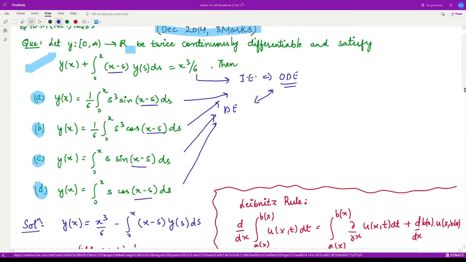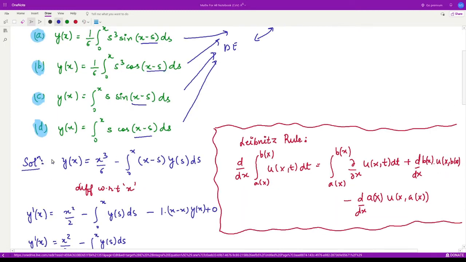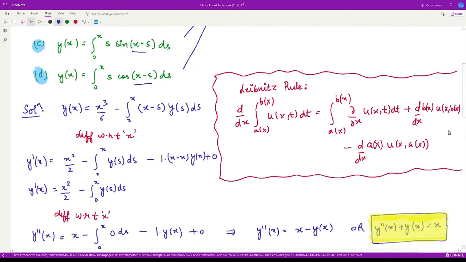So this would be our strategy. So let us get started. First of all, let us differentiate the given integral equation with respect to the variable x, so this y of x becomes y dash of x, right? This x cube by 6 becomes x square by 2, right? Because the derivative of x cube is 3x square. And here we apply the Leibnitz rule of differentiation under the integral sign.